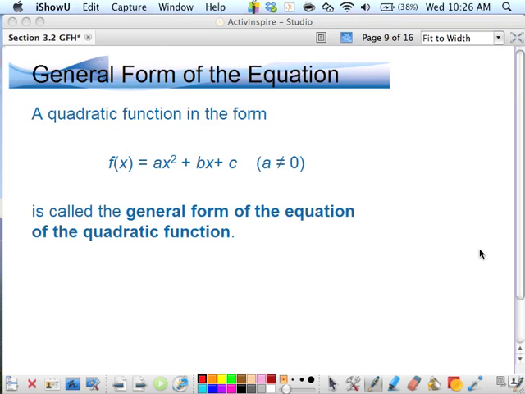But for now, general form is when all of the parentheses are gone, the like terms have been combined, and we're left with something of the form f of x or y equals something x squared, maybe something x, and maybe a constant. So it can have up to 3 terms in it. There are no parentheses left. That is called general form of a parabola or a quadratic function.